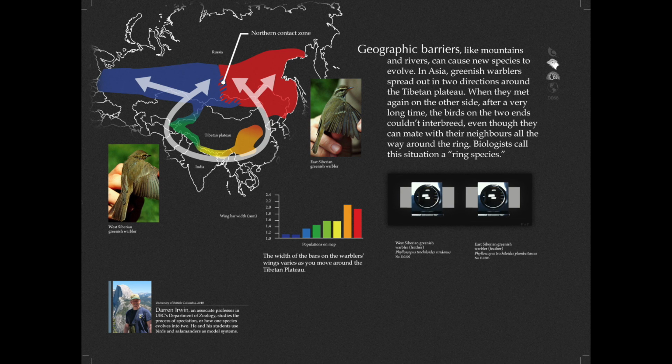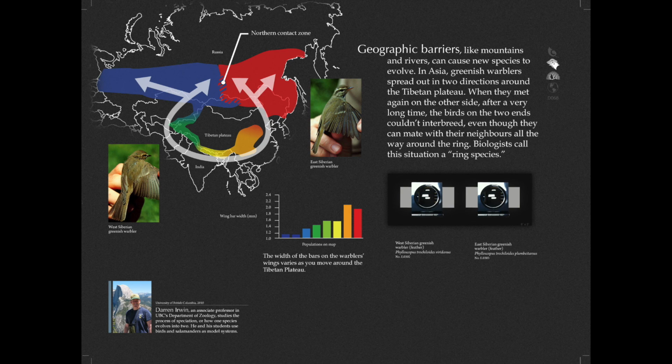Throughout the different colors of our ring, we have variation in songs, so that the yellow and the orange might be able to recognize each other's songs, but it's unlikely that the orange and the blue would be able to recognize each other's songs, therefore they do not mate.